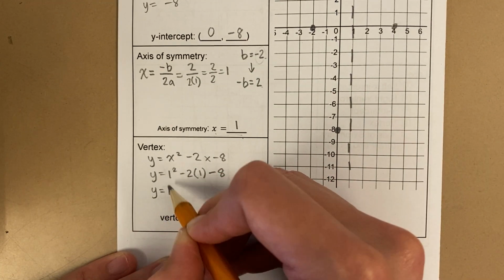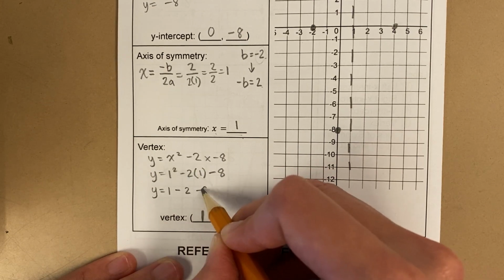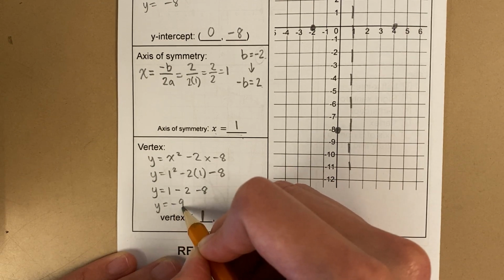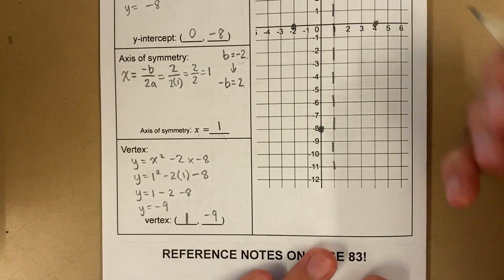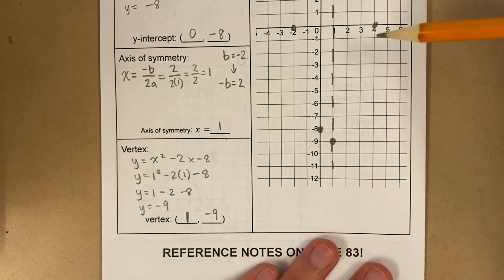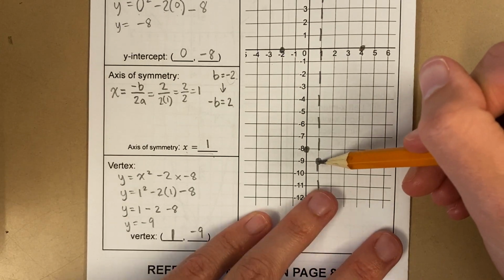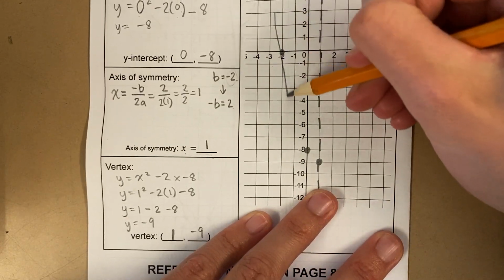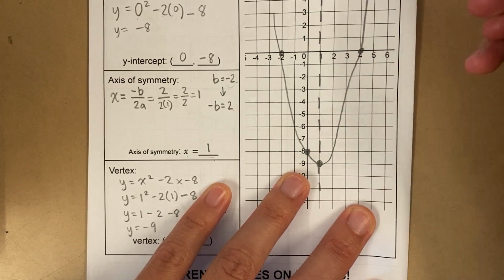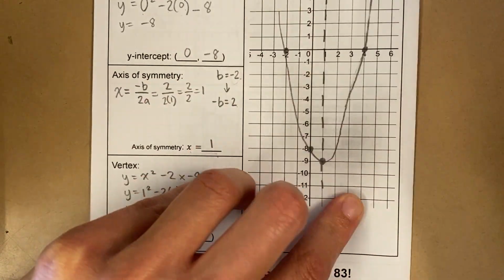1 squared is 1, right? That's 1 times 1. Minus 2 times 1 is 2, minus 8. And this becomes 1 minus 2 is -1, minus 8, that's -9. So my vertex is 1, -9. And if you take a look, these points should look like a nice parabola shape, right? This is the bottom, this is the vertex. So I'm just going to draw my nice smooth shape back out this way. It's not the prettiest, but it's all good. Okay, that is your parabola.